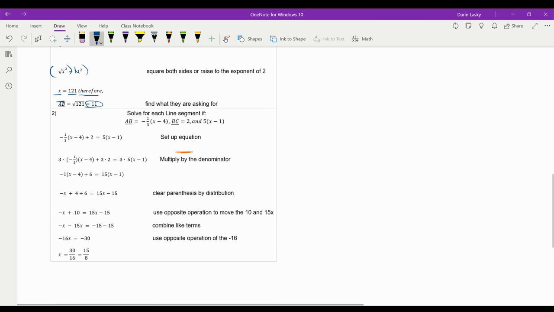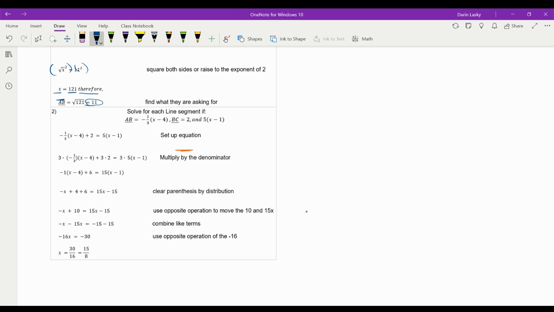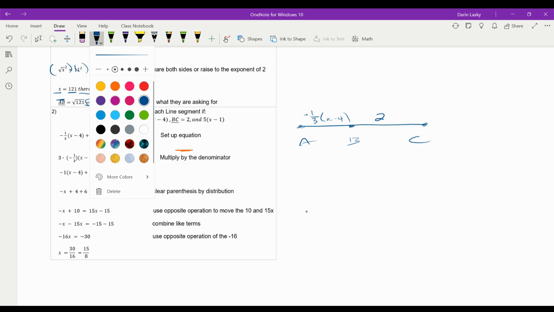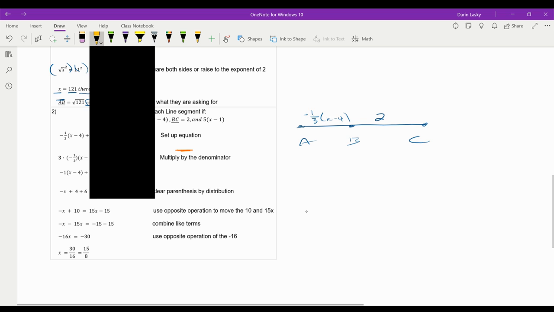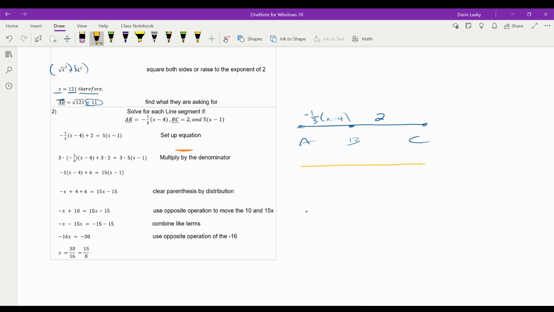Let's do one more for you guys. Same thing. I'll draw it off to the side here. We have A and we have B and C. So we have A, B, C. We know that AB is negative 1/3 x minus 4. We know that BC is 2. And we know this whole thing is equal to 5x minus 1. Okay? So if we know that, then we set up our equation.